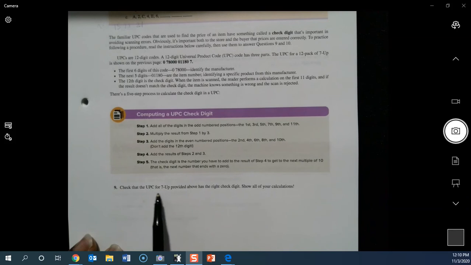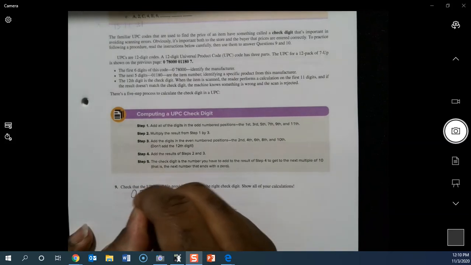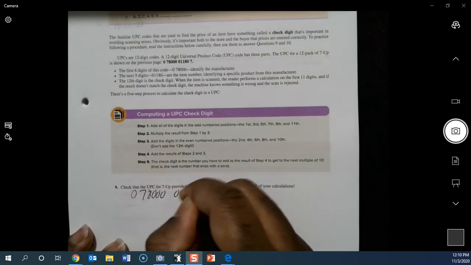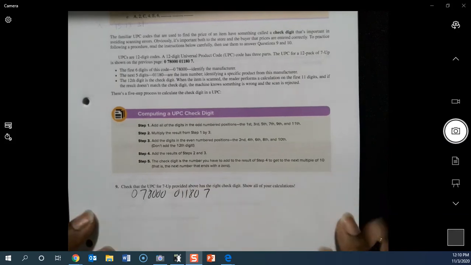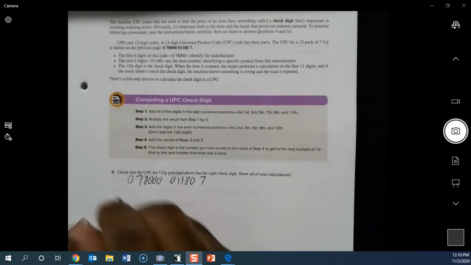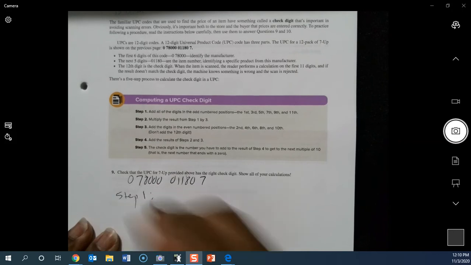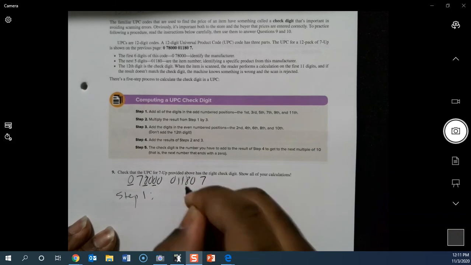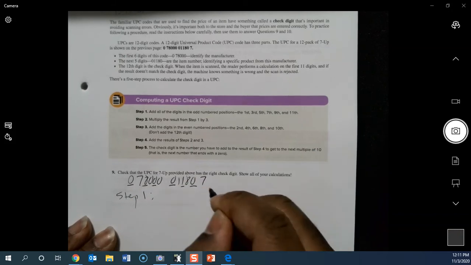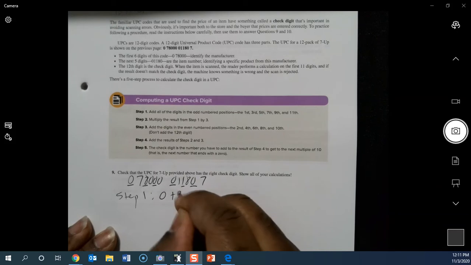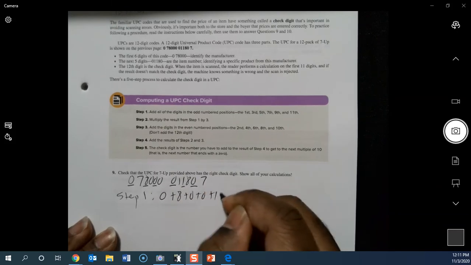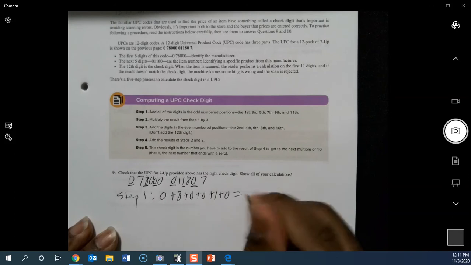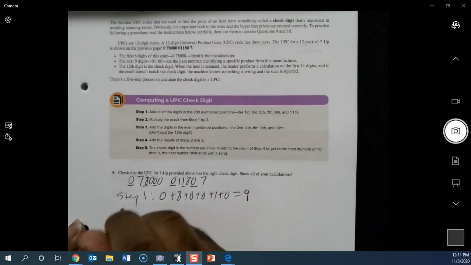It says check the UPC for 7-Up provided above has the right check digit. Show all of your calculations. So let me write out the UPC code. Okay, that's the UPC code we're dealing with. So we'll go to step 1. We're supposed to add up all the digits that are in the odd positions. So it'll be 0 plus 8 plus 0 plus 0 plus 1 plus 0. And when we add all of this up, it gives us 9.